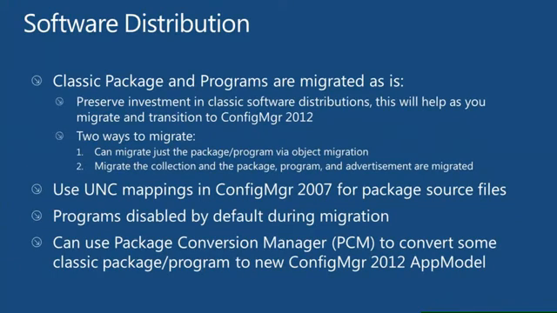We also bring across your advertisements when you do collection migration. When you do a collection migration, we'll migrate over all the objects associated with that collection, including your advertisements. So right now, it just brought across the packages, but not the advertisements for them. When you do collection migration later on, it will bring those across for me. We already talked about the UNC mapping. Programs are disabled by default. You'll see that when I go through the next wizard for collection migration, so I'll talk about it there.